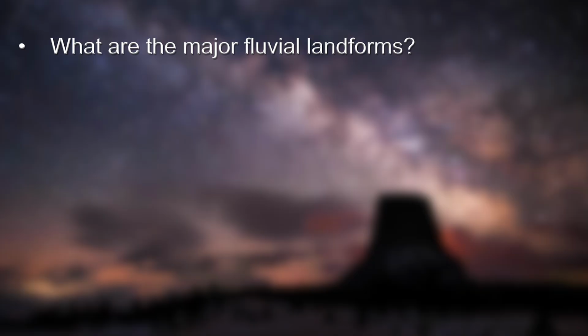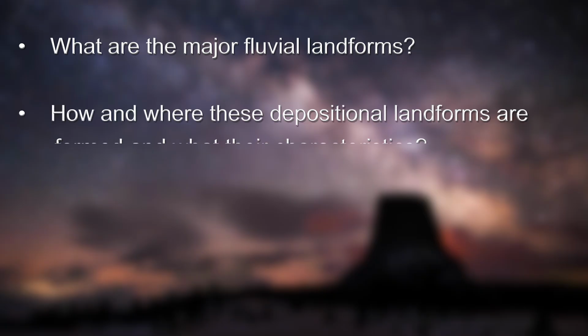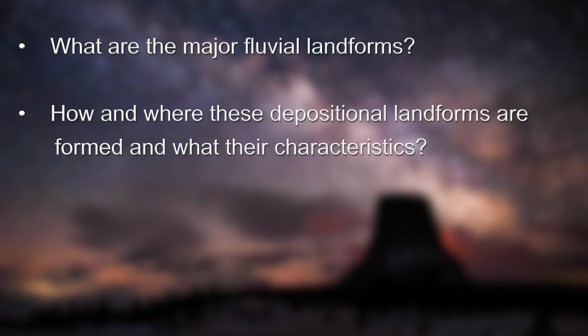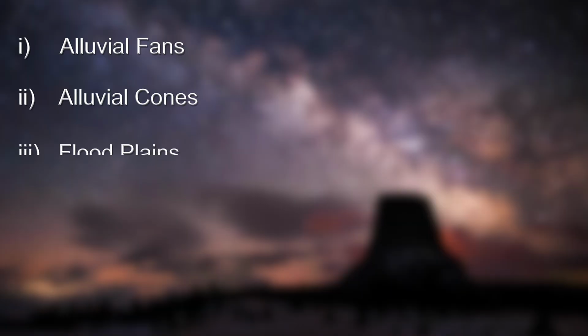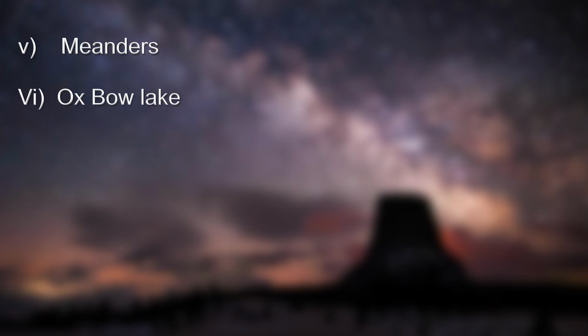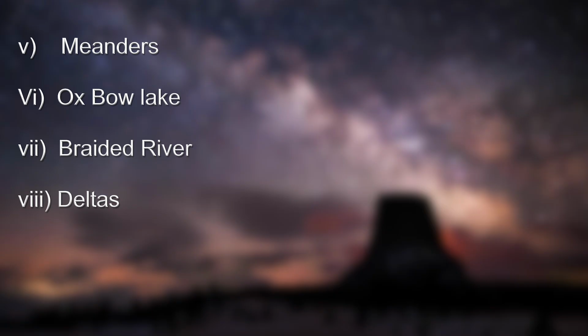In this session, we will focus on various aspects of fluvial depositional landform development, such as what the major fluvial landforms are, how and where these depositional landforms are formed, and what their characteristics are. The depositional landforms associated with the action of a river are alluvial fans, alluvial cones, floodplains, point bars, meanders, oxbow lakes, braided rivers and deltas.